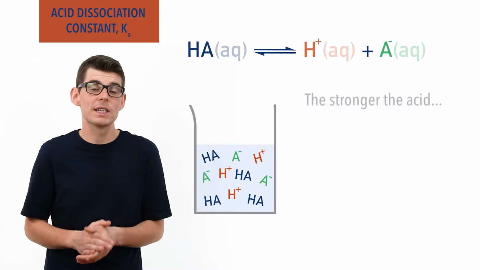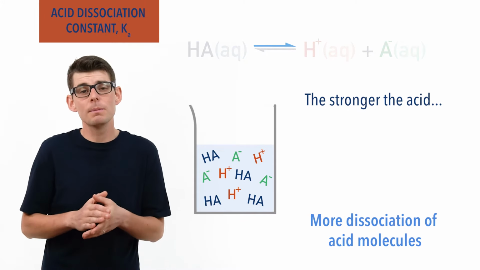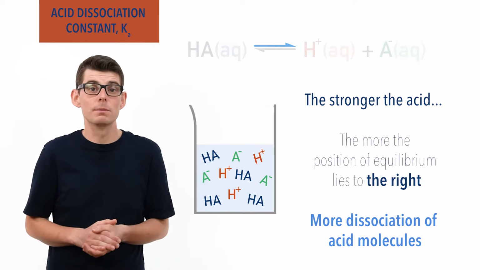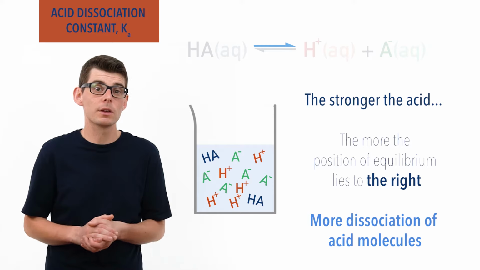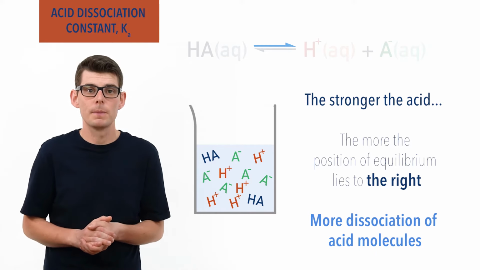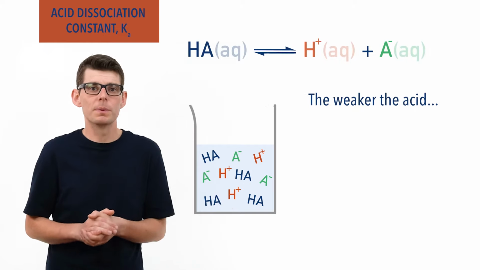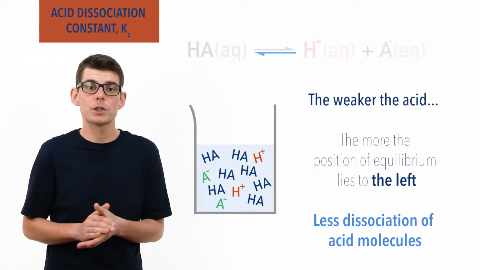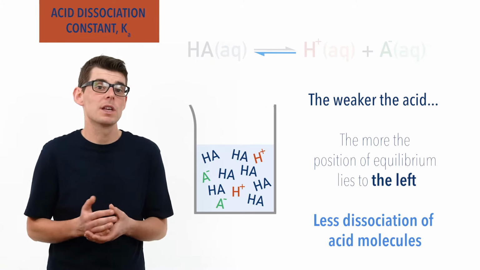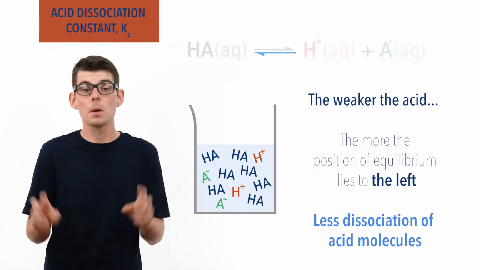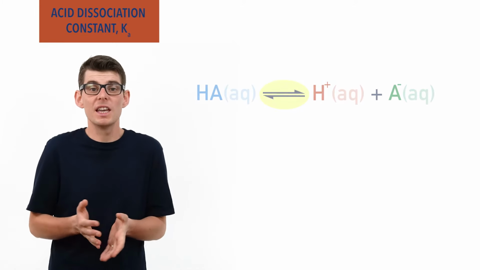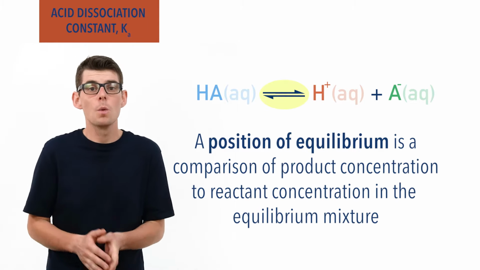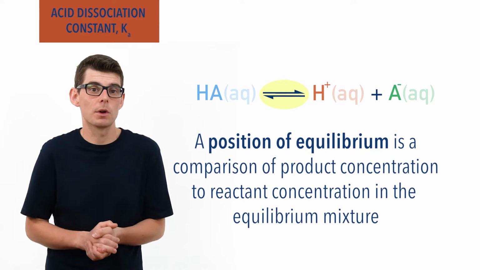The stronger the acid, the more dissociation that happens, and the more the position of equilibrium lies to the right. This results in fewer acid molecules in the solution and more H+ ions and conjugate base ions. The weaker the acid, however, the more the position of equilibrium lies to the left, and the more acid molecules there are compared to conjugate base ions and H+ ions in the solution. As a position of an equilibrium system is basically just a comparison of the amounts of product compared to reactants for the forward reaction, we can show it numerically using equilibrium constants.